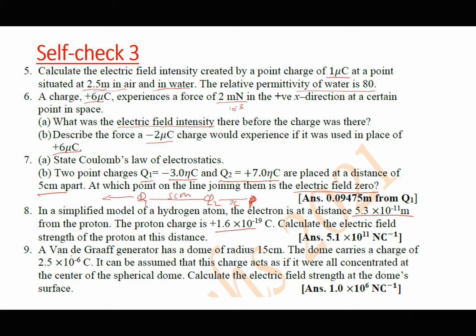A Van de Graaff generator has a dome of radius 15 centimeters. The dome carries a charge of 2.5 times 10 power negative 6 coulombs. It can be assumed that the charge acts as if it were all concentrated at the center of the spherical dome. Calculate the electric field strength at the dome's surface. That is simple. E is equal to K Q over R squared. R is given because we are finding it at the surface. R is given, the charge is given, we just substitute. So you should be able to attempt that self-check.